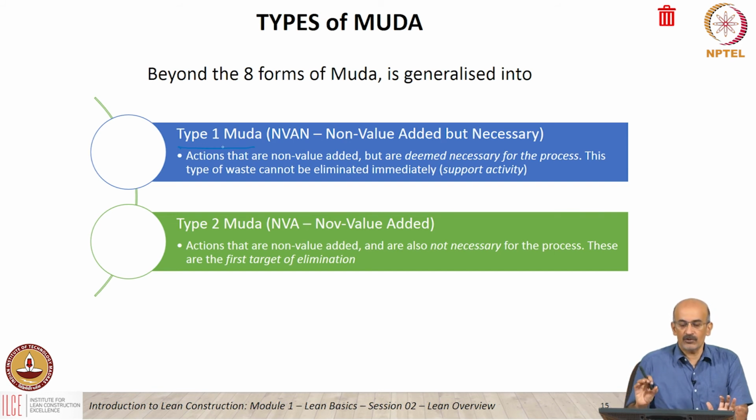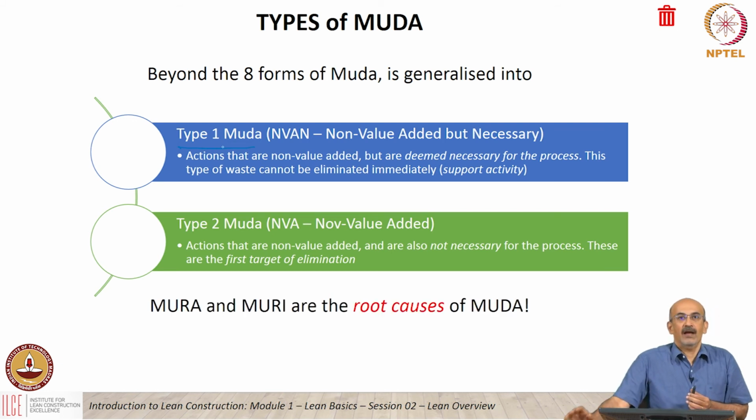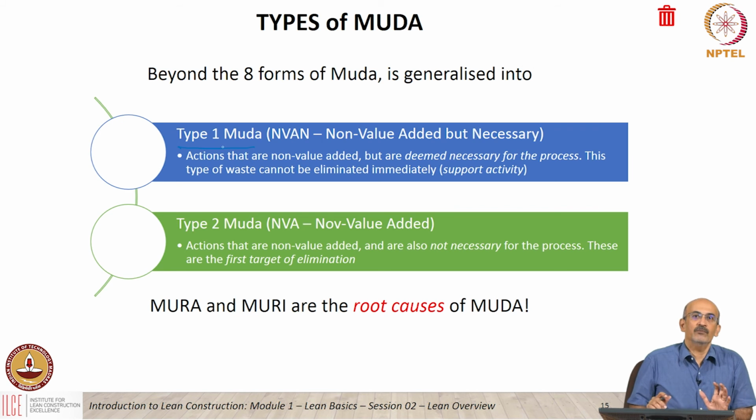So these 2 also become very important. These are a generalization of the 8 types of waste, and sometimes we will look at type 1 and type 2 waste to simplify it, to look at where value is not being added, and to be able to classify the non-value added into the 2 categories. And as discussed earlier, Mura and Muri are the root causes of MUDA, and there should be a focus on variability as well as overburden, but these are a topic of another session.